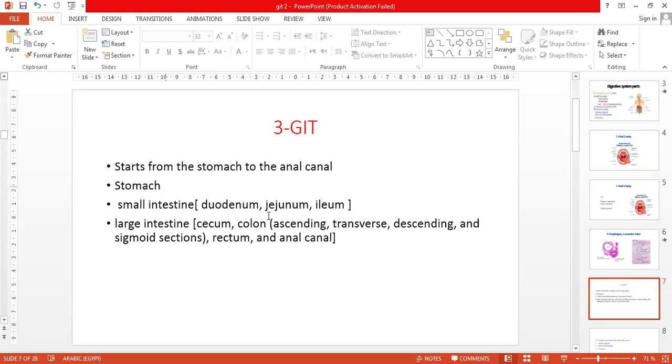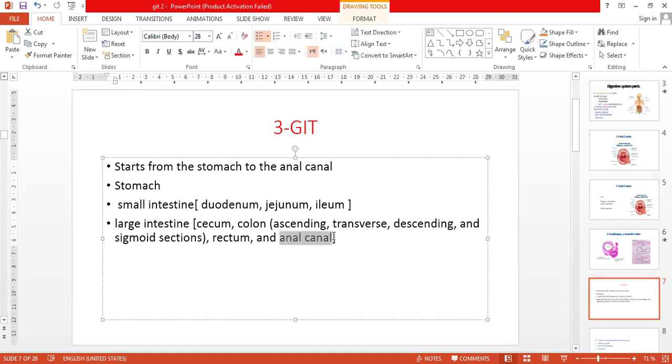and the anal canal. The anal canal is also a transfer tube, which transfers the feces to the exterior. So in the alimentary canal, there are two transfer tubes: the esophagus at the start and the anal canal at its end.